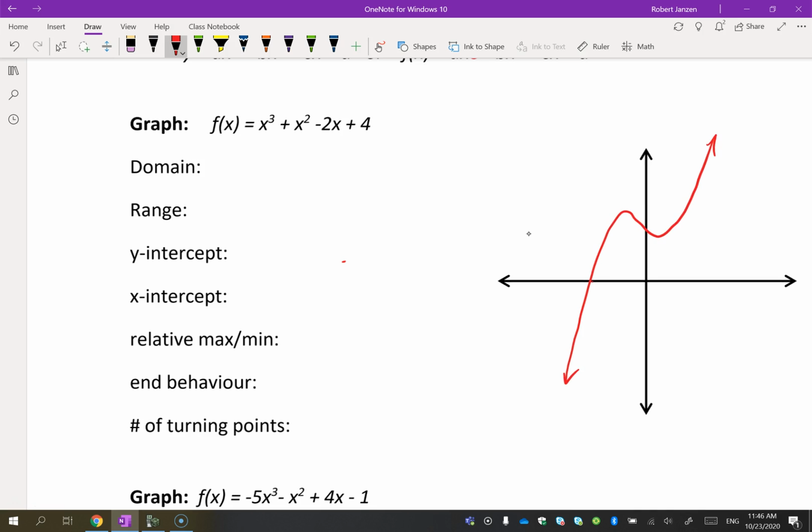All right, what we're going to need to do is find the X-intercept, the Y-intercept, and this maximum and this minimum. It has both. Okay, so domain is easy. Range is easy because it goes in both directions forever.